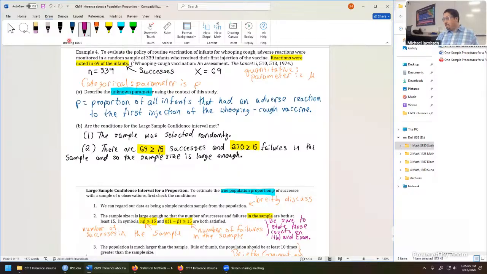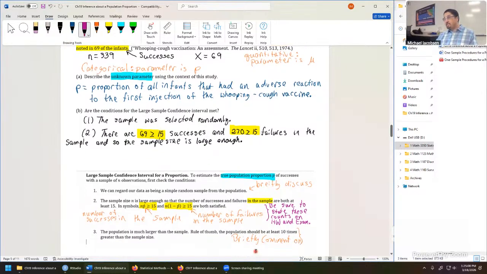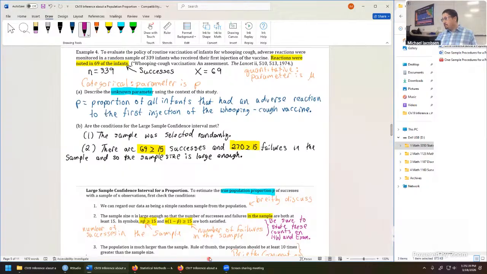Okay, now condition 3. Again, this is one we'll briefly discuss just based on what we know about the problem. A good rule of thumb to ensure condition 3 passes, that the population is much larger than the sample, is sometimes called the 10% rule. The population should be at least 10 times greater than the sample size, meaning the sample size is less than 10% of the population size, said differently. If we work the rule of thumb just the way the author stated it, it probably looks something like this on paper.